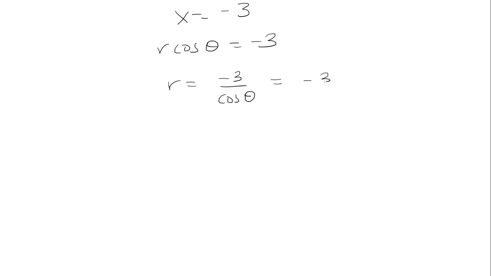Okay. We have a couple more. Let's look at x equals negative 3. We're going to convert this to polar. Well, x is just r cosine theta. So r is negative 3 over cosine theta, which we can rewrite as negative 3 secant theta. So in other words, r is negative 3 secant theta.